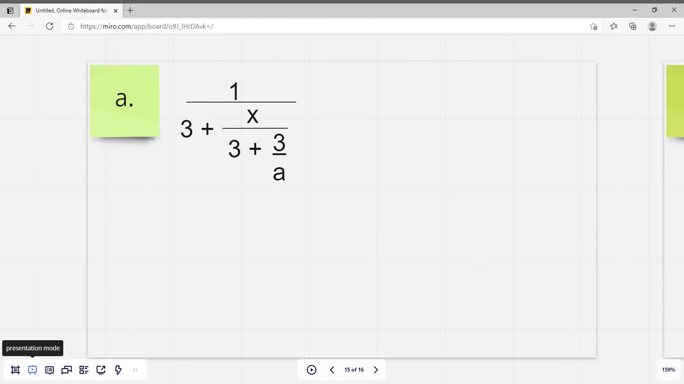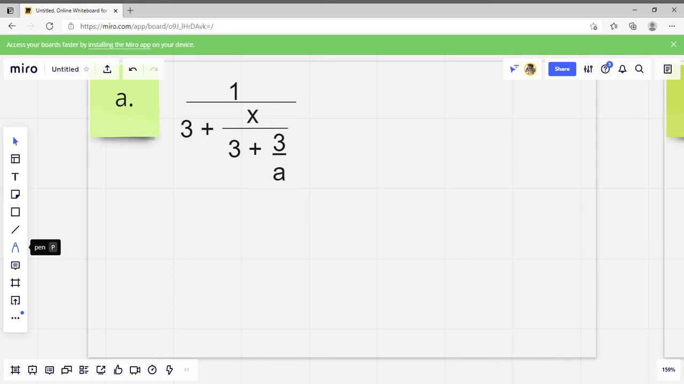Alright, so this first one, we're going to just work these one piece at a time. So we're going to start with this bottom right here.